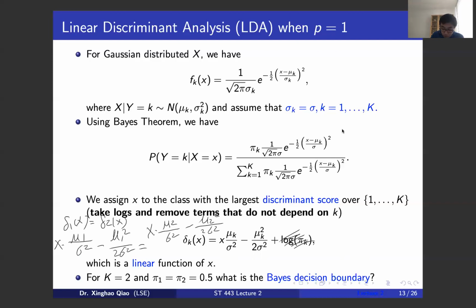By some further calculation, you can show that in order to make delta 1 of x equal to delta 2 of x, x should be equal to mu1 plus mu2 divided by 2. This corresponds to the Bayesian decision boundary, in the sense that our conditional probabilities for class 1 and class 2 will be the same. This also verifies our previous example, because in the previous example mu1 is -2 and mu2 is +2, so -2 plus 2 divided by 2 is just 0 if pi 1 and pi 2 are the same.